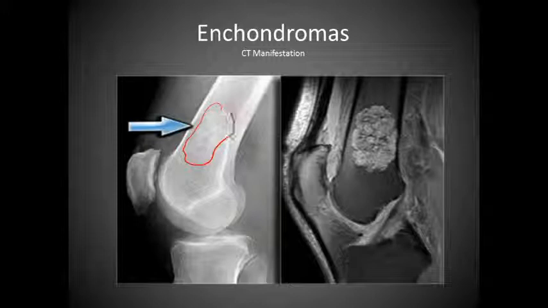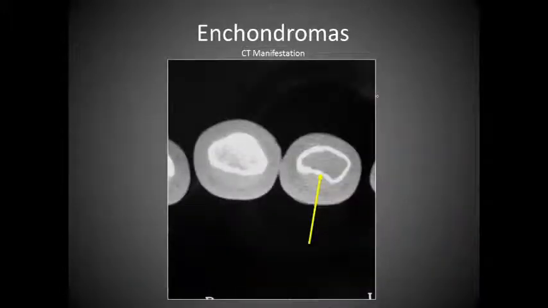Here's the speckled appearance. See it on plain film, and then we exacerbate this on MRI, and as we can see, here it is on MRI. So it looks much more significant in terms of MRI than it does on plain film, and that's why MRI is an excellent modality to utilize for this.